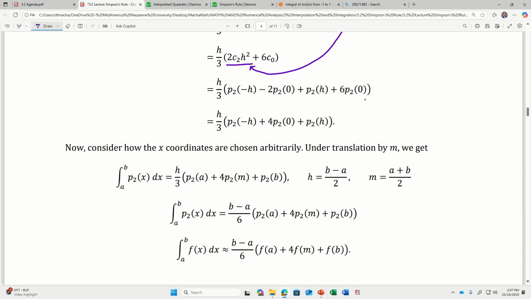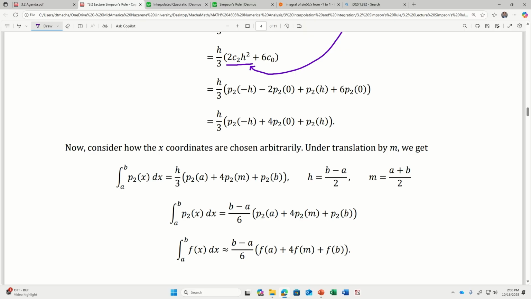And this almost looks like what we want, right? Like this point right here, we're thinking that just about looks like Simpson's rule, with maybe a little bit of tweaking, because this should be b minus a over 6, and I don't necessarily want the negative h, the 0, and the h. I'd rather have a, m, and b.